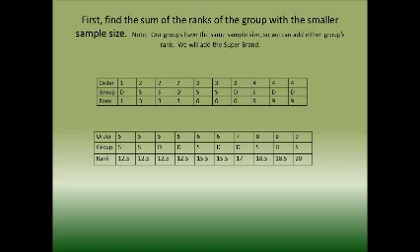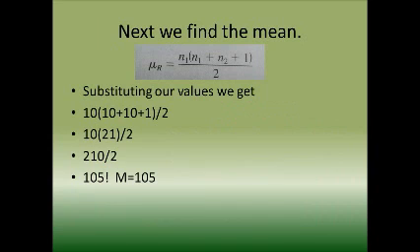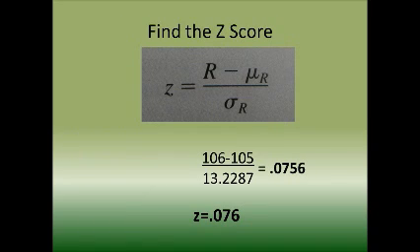When we add all the ranks in the Super Brand, we find that the sum of the ranks is 106. Next, we need to compute the mean using this formula. We substitute our values, and we find that the mean is 105. Next, we find the standard deviation. And then we plug in our values and find the z-score using this formula. Our z-score turns out to be 0.076.